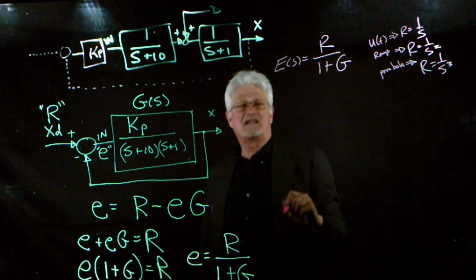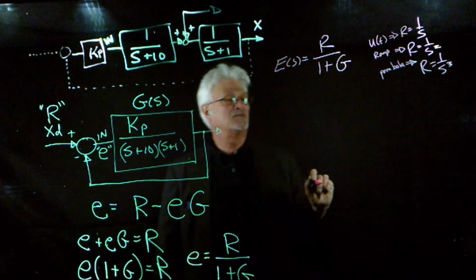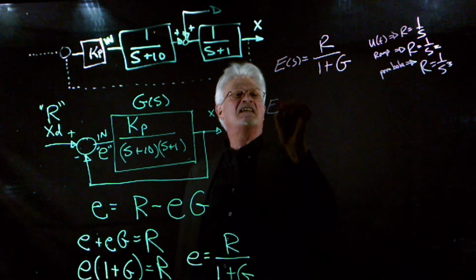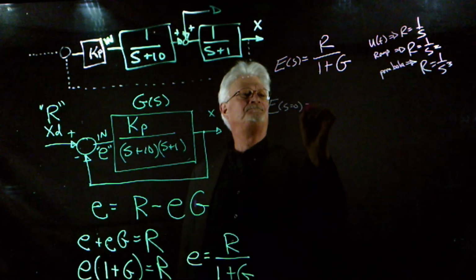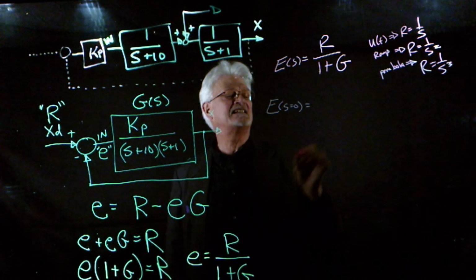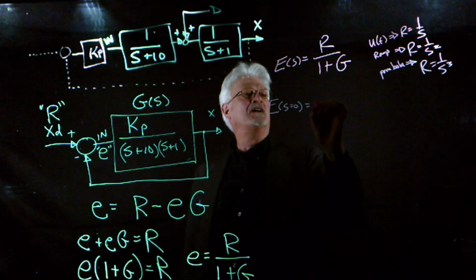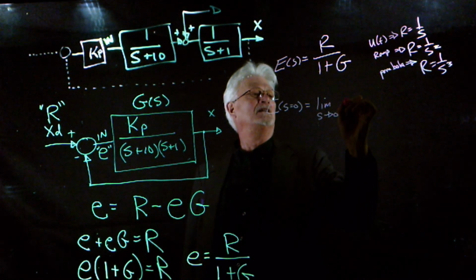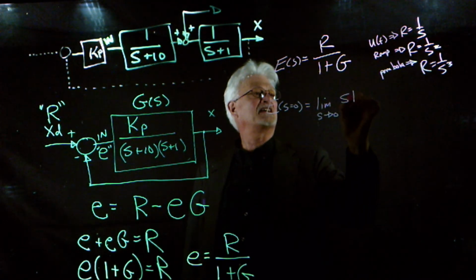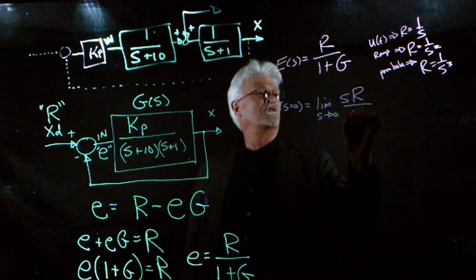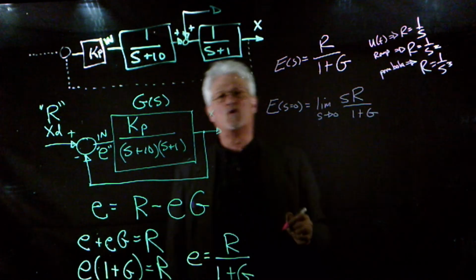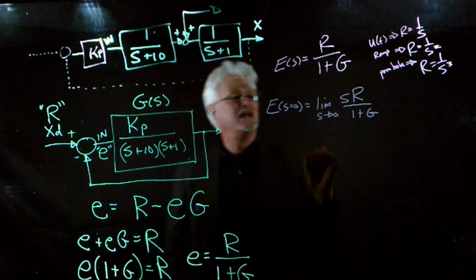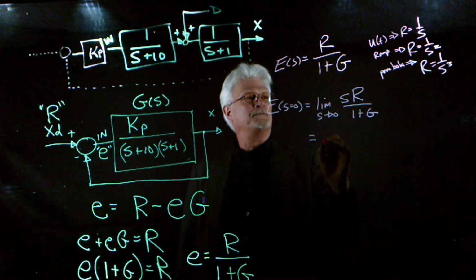You go look at those up. You have to go to the table of Laplace transforms. And so, what we know is that E of S equals 0, the steady state error, is equal to the limit as S approaches 0 of S times R over 1 plus G. So that's a formula. Everybody loves formulas. Here's a formula for you. And if we plug all this stuff in, then we're going to get this.